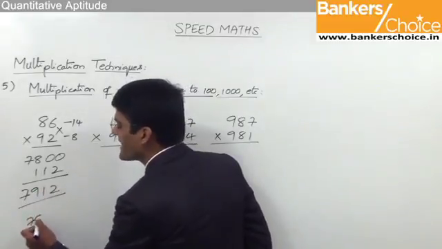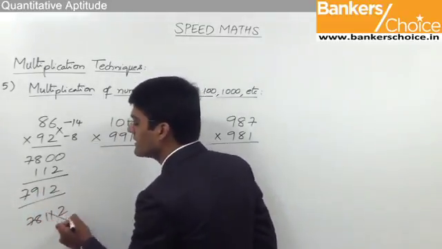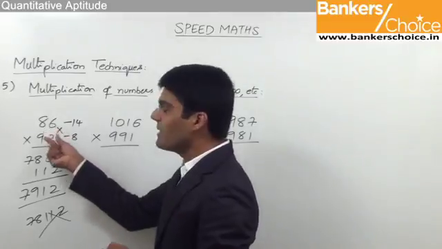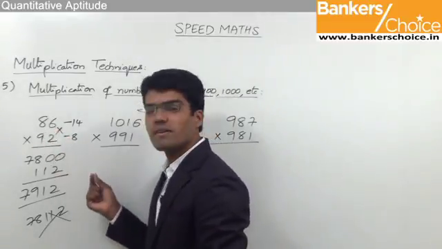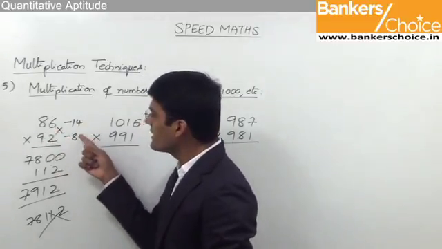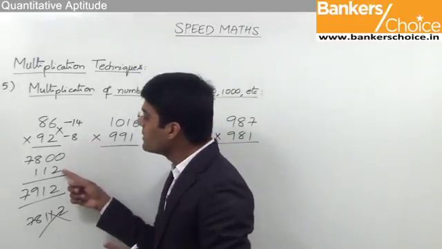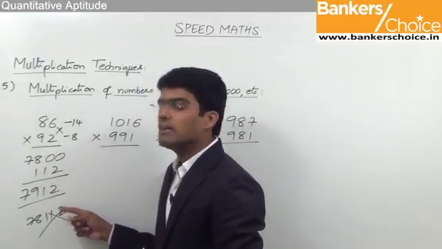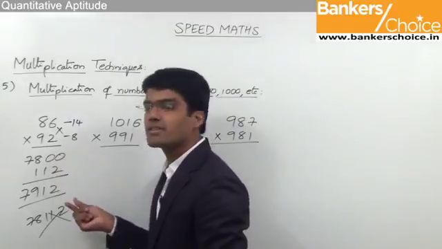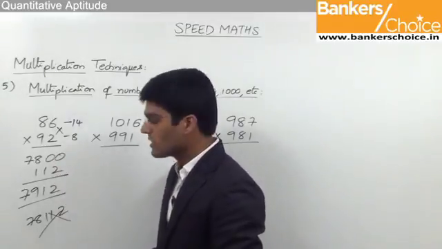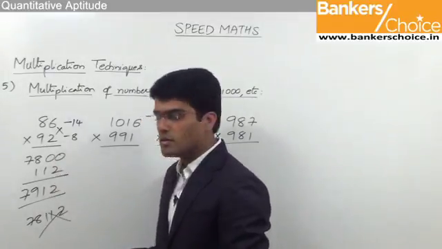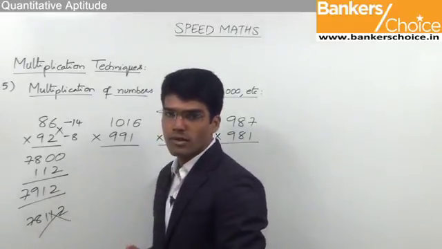Do not take the answer as 78112. This is wrong. Why? Because the base here is 100. We have only two zeros after 78. And as we have got a 3-digit result in the second case, we need to add it to 7800. If it is a 2-digit number, we can directly attach to 78 and get the required answer. So the correct answer here is 7912, but not 78112.